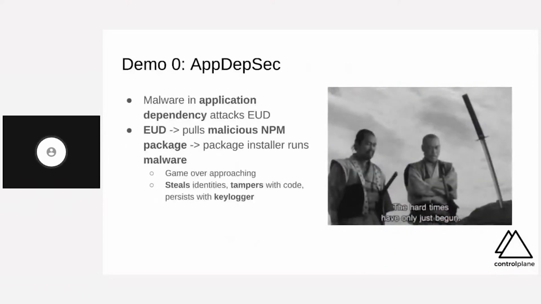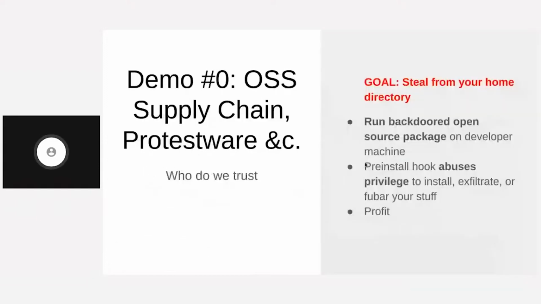So what are we going to do? We're going to demonstrate how installing a package that is already backdoored just pwns my system and there's nothing left. So the EUD here is the end user device. This is my local machine. We're going to pull a malicious NPM package. That package installer will run malware that's bundled with the package. And then, as we'll see, various things will get stolen.